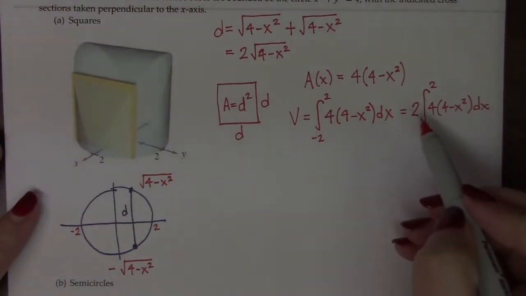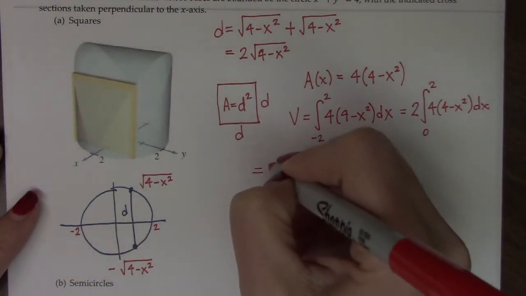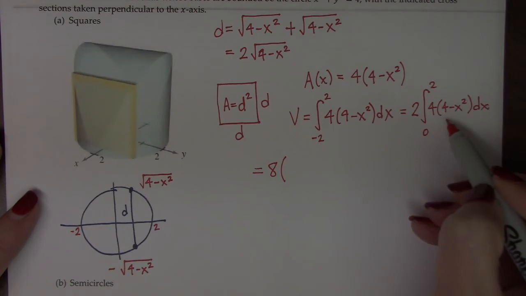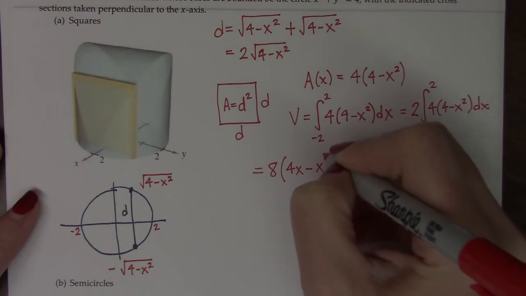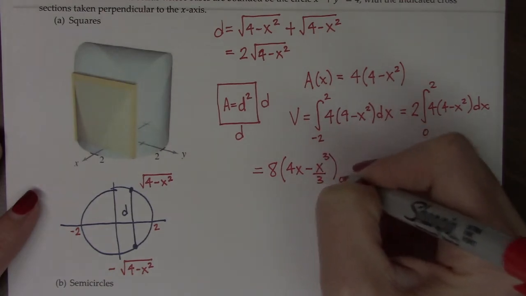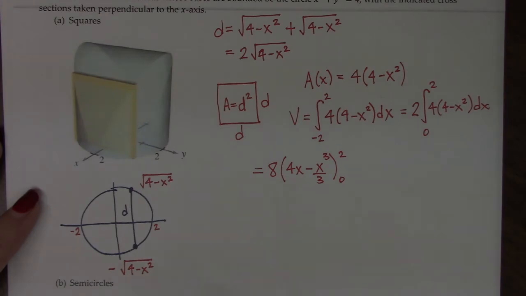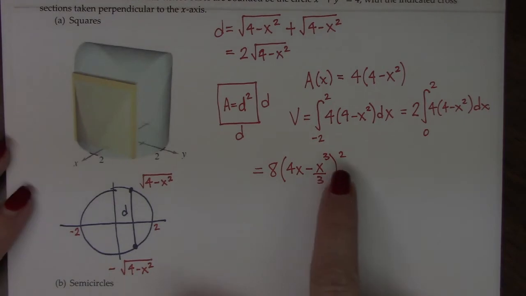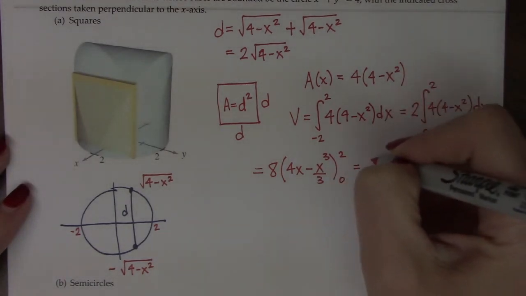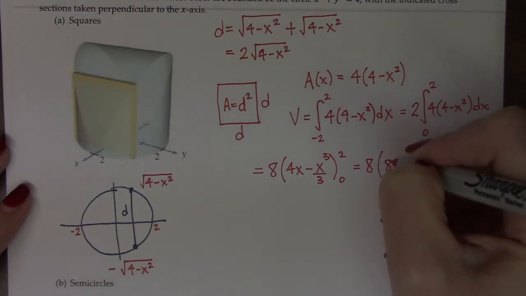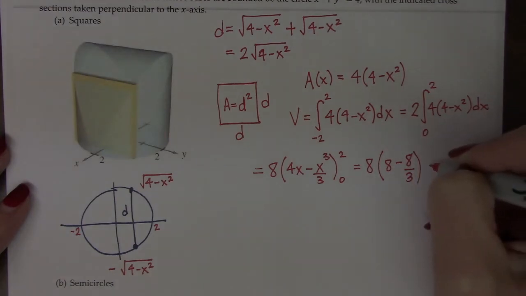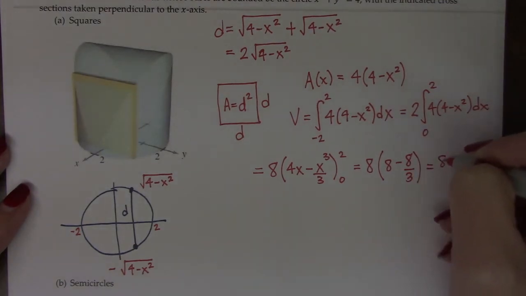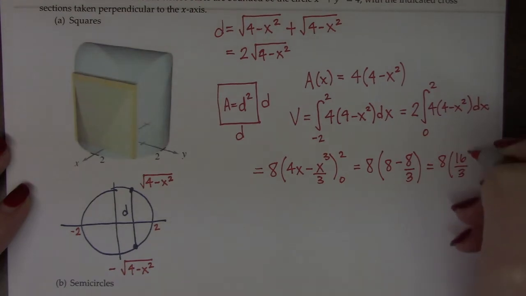So I'm going to take this 4 right here and pull it out front. So 2 times 4 is going to be 8. And when I anti-differentiate 4 minus x squared, I'm going to get 4x minus x cubed over 3. And now I just have to plug in 0 to 2. Once again, I scan this and see that every time I plug in a 0, I'm just going to get out 0. So I really only need to plug in 2. So this is going to give me 8 times, 4 times 2 is 8, minus 2 cubed, which is 8, over 3. And this simplifies into 8 times 16 over 3.